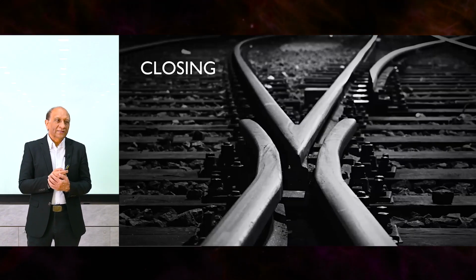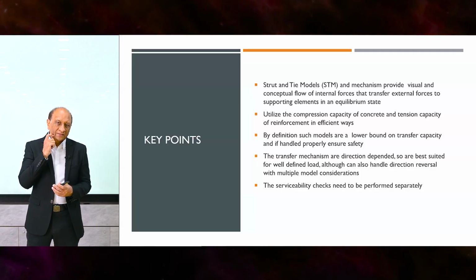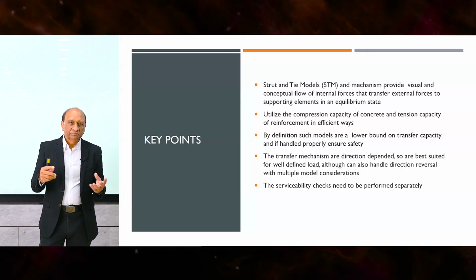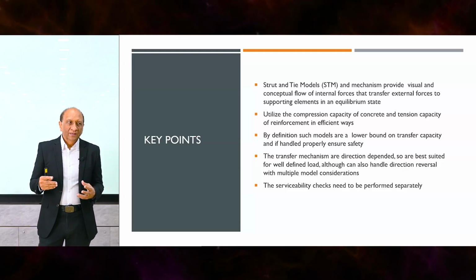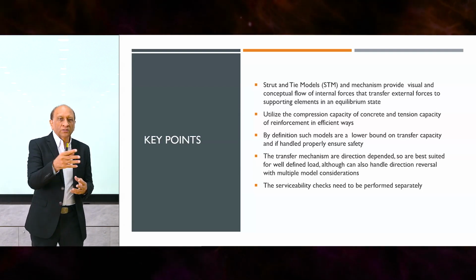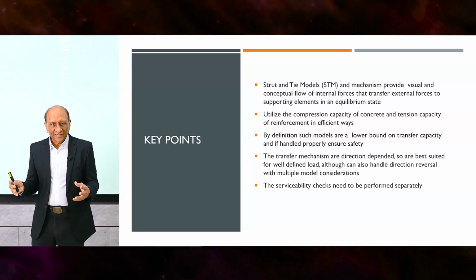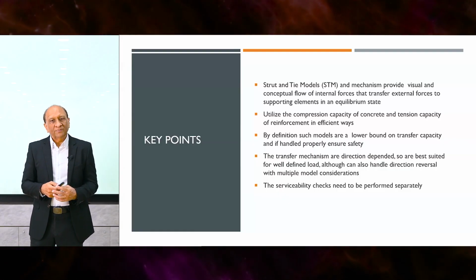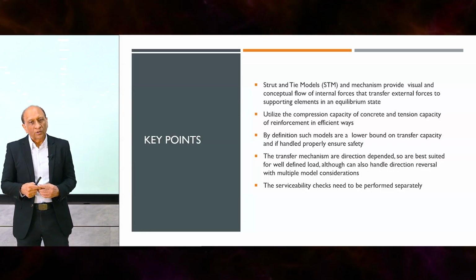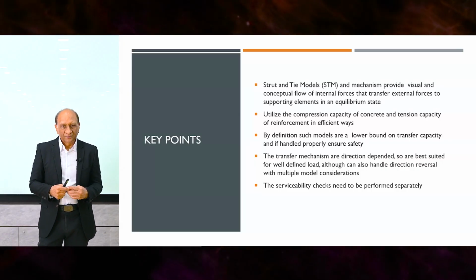So let's close this topic now. I just want to mention that strut and tie models and mechanisms provide a visual and conceptual flow of internal forces, so there's no ambiguity. We know what we're doing. We are the ones making the internal stress transfer, and we follow it all the way through to the reinforcement details. So we set up the model, analyze it, check it, and follow it. Then we use the compression capacity of concrete and the tension capacity of reinforcement in efficient ways. By defining such models as a load bound, we are ensuring safety, although we have to check serviceability.